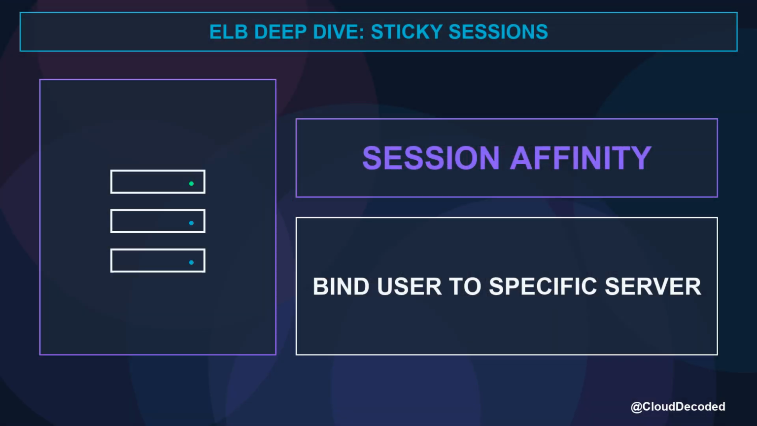Stateless apps are best, but sometimes you need to remember the user. Sticky sessions, or session affinity, bind a user's session to a specific server. If I log in to server A, the ALB ensures my next request also goes to server A, so I don't lose my shopping cart. This is configured at the target group level using cookies.